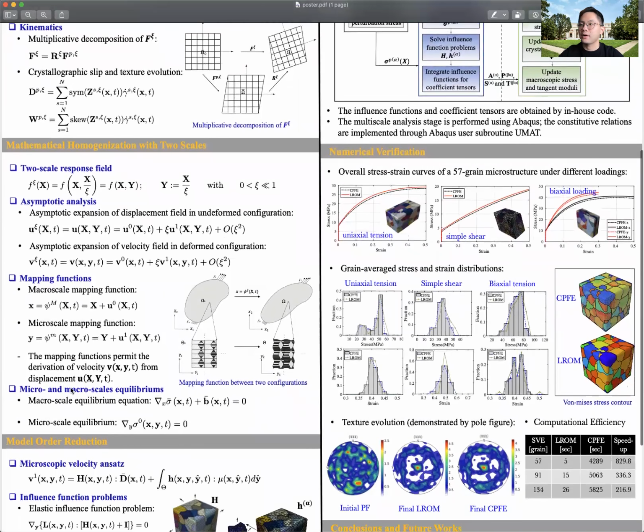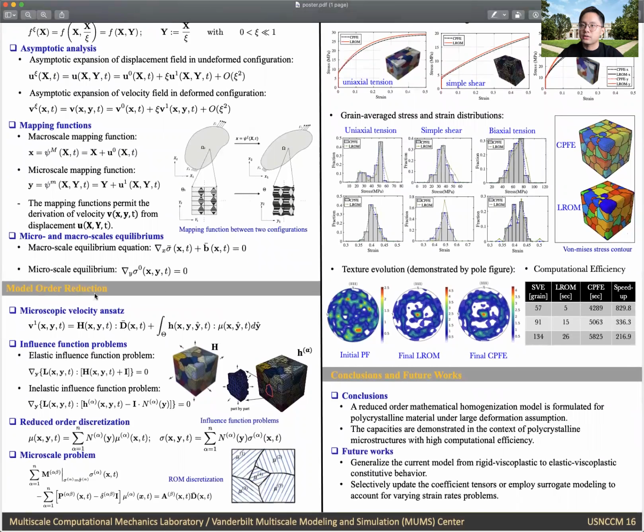Then, after the asymptotic analysis is done, we use the model order reduction to essentially bring down the computational cost. What we do is that we first introduce the microscopic velocity modes to decompose the microscopic velocity field, and then we use the reduced order discretization, and to proceed, we obtain the micro scale system of equations.